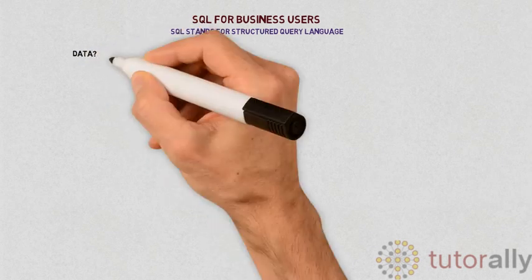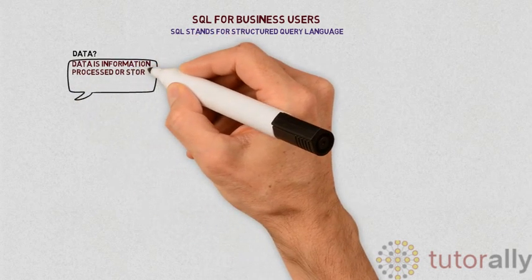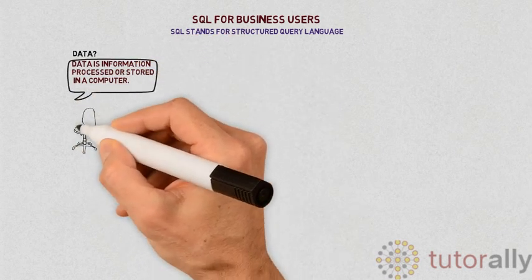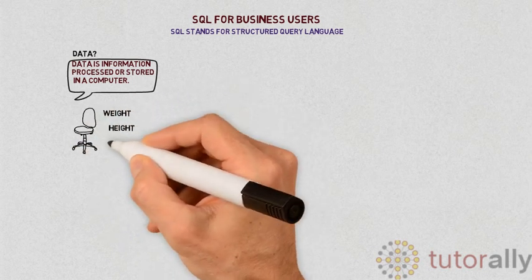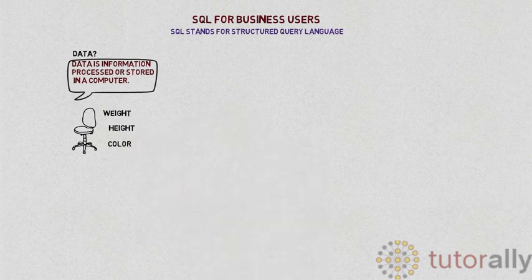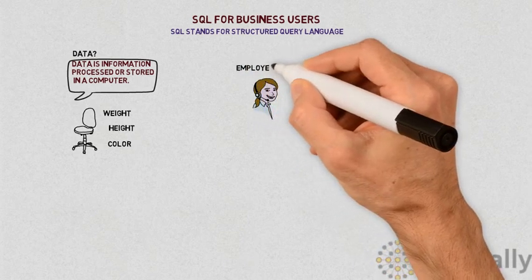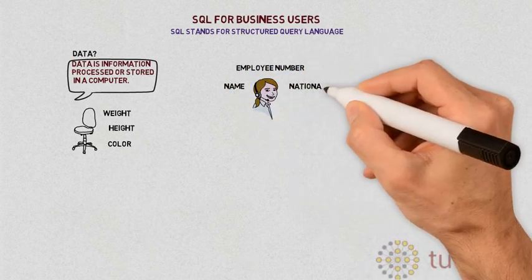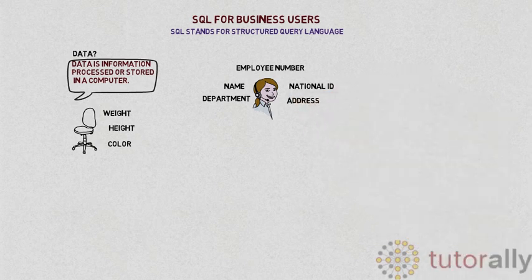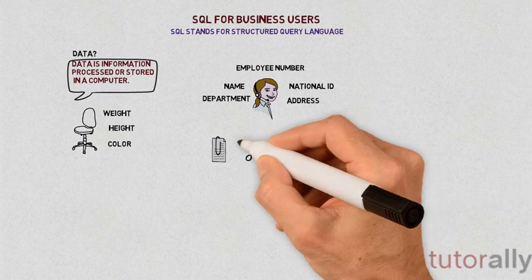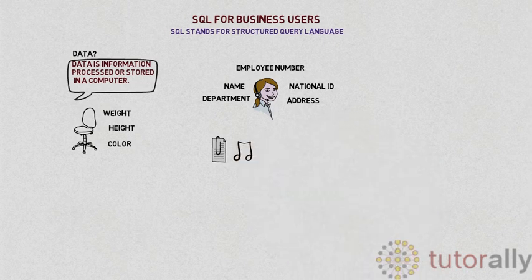What is data? Data is information processed or stored in a computer. Object attributes such as name, weight, height, color, description, etc. are data related to the object. Employee number, name, national ID, department, address, etc. are data related to the employee record. Text documents, images, and audio clips can also be considered data.